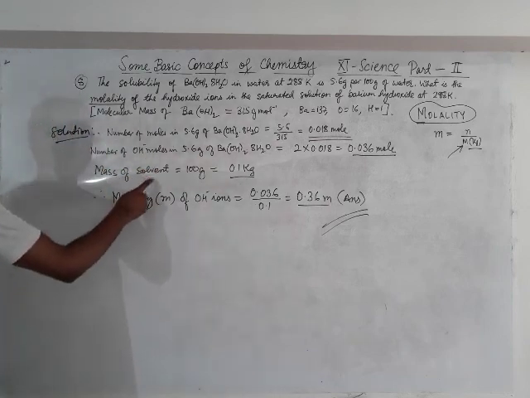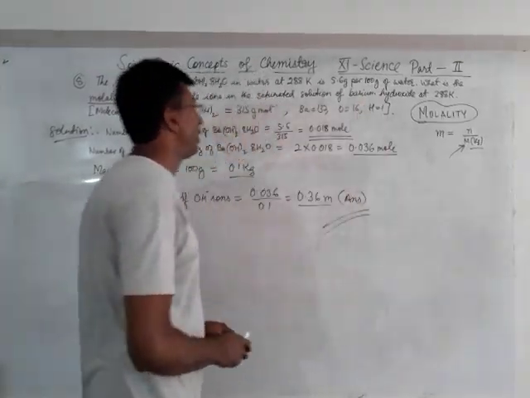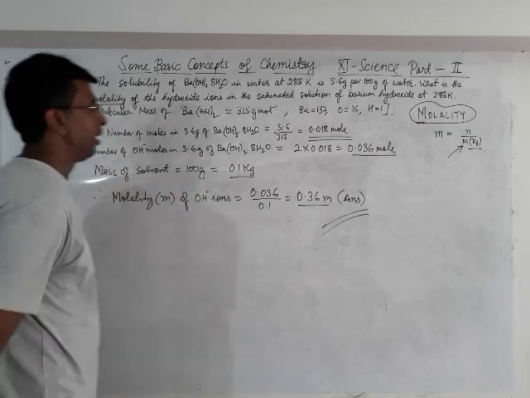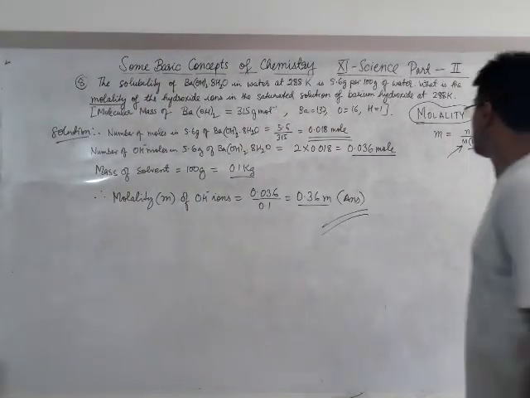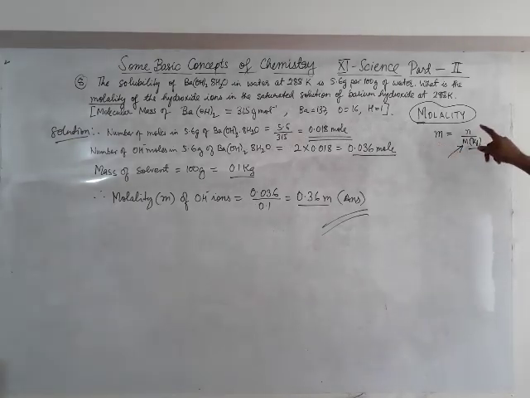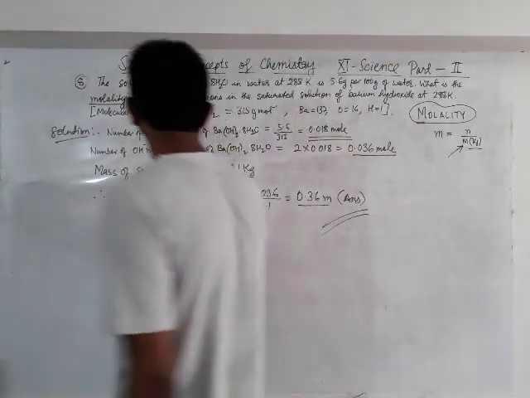Now mass of the solvent, over here the solvent is water. It is given in grams, 100 grams. So we need to convert this 100 grams into kilogram. So that will be 0.1 kg. Why are we converting to kilograms? Because the definition, the formula of molality is number of moles of the solute divided by mass of the solvent in kg. That is why we need to convert this mass of the solvent from grams to kilograms.